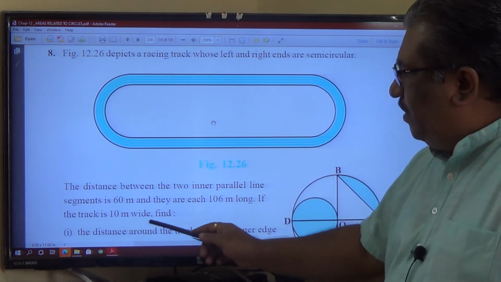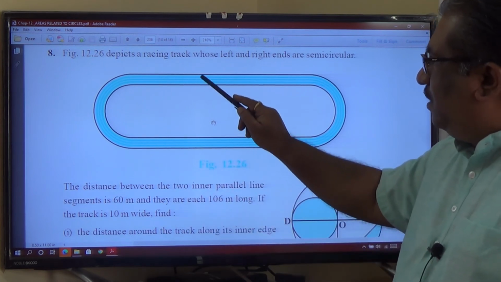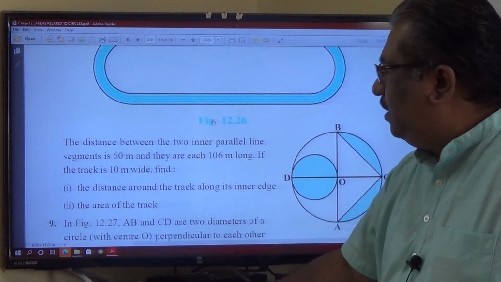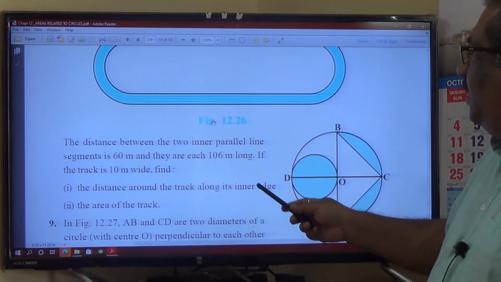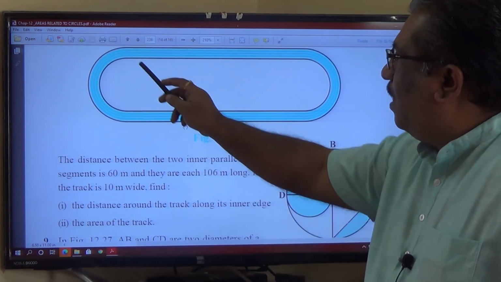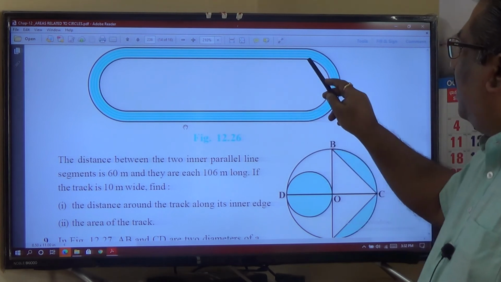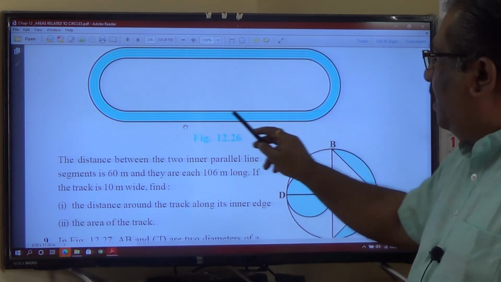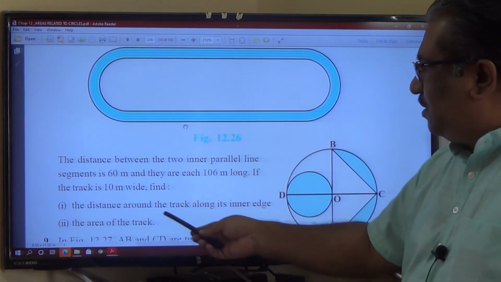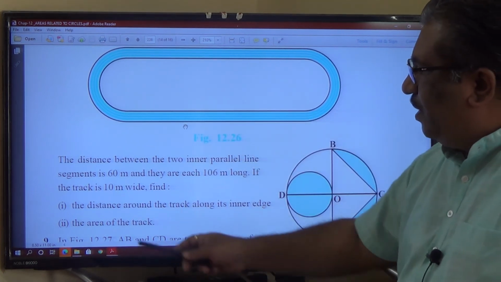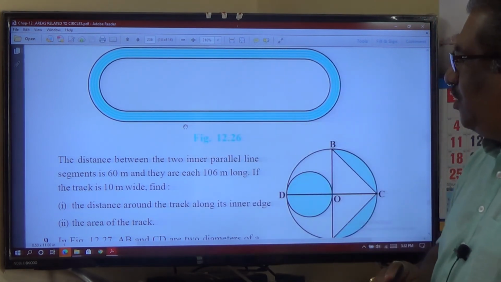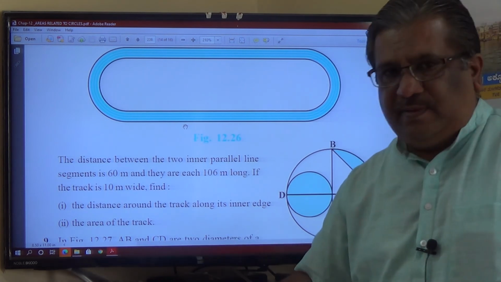If the track is 10 meter wide, then find the distance around the track along its inner edge. That means if I start with this straight line plus this semicircular arc plus this straight line plus this semicircular arc, this constitutes the distance around the track along its inner edge. The area of the track, this entire area of the track, is also to be found out. So let us solve this on the board.